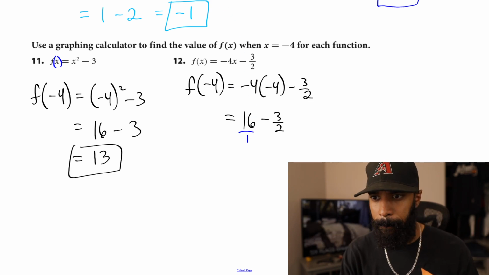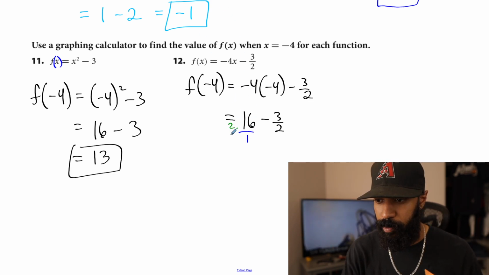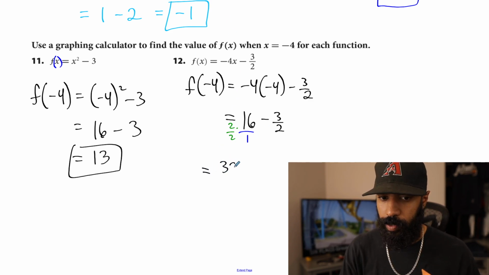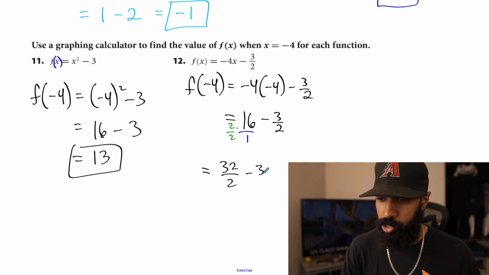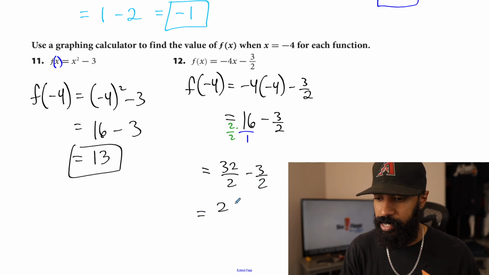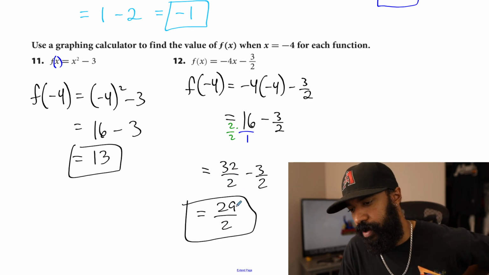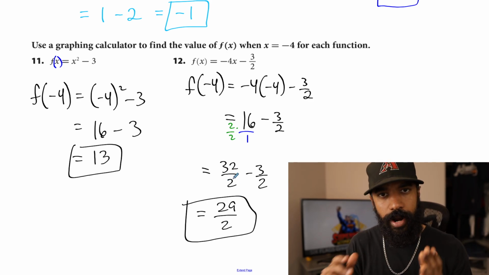I want to write 16 as something divided by 2. 16 is 16 divided by 1. I want to get a common denominator, so I'm going to multiply top by 2 and bottom by 2. 2 times 16 is 32, so I get 32 over 2 minus 3 over 2, which becomes 29 over 2. I'm going to leave it like that. I'm always fine leaving fractions like that as improper fractions.